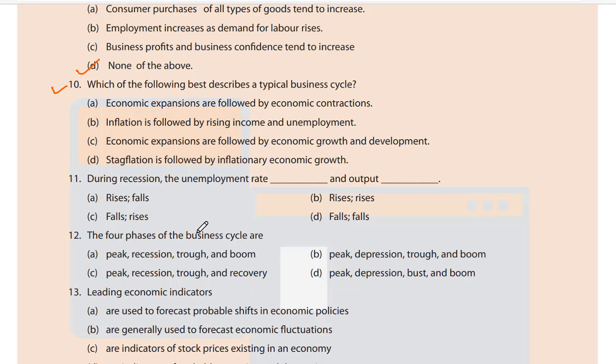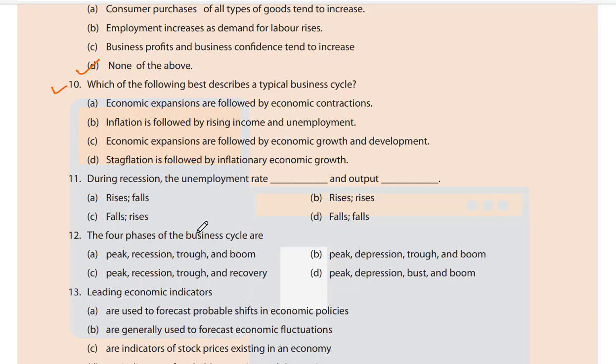Question 10. Which of the following best describes a typical business cycle? A. Economic expansions are followed by economic contractions. B. Inflation is followed by rising income and unemployment. C. Economic expansions are followed by economic growth and development. Or D. Stagflation is followed by inflationary economic growth.